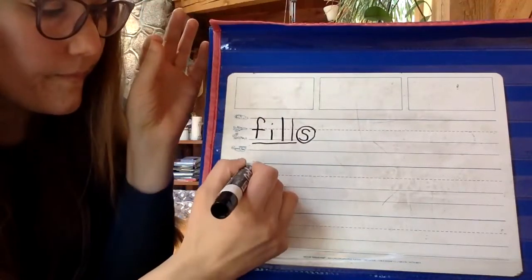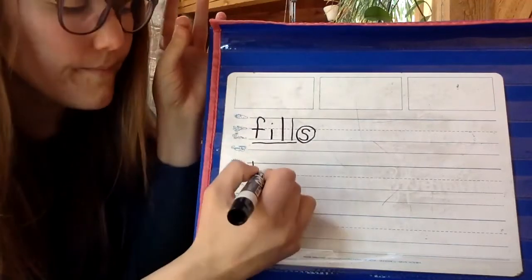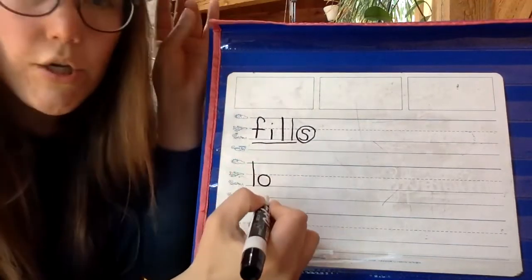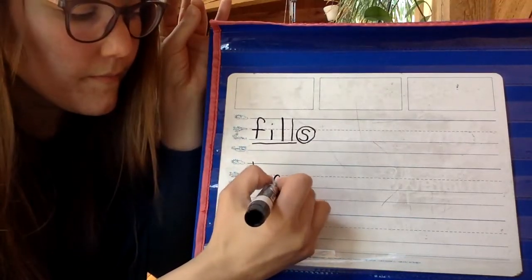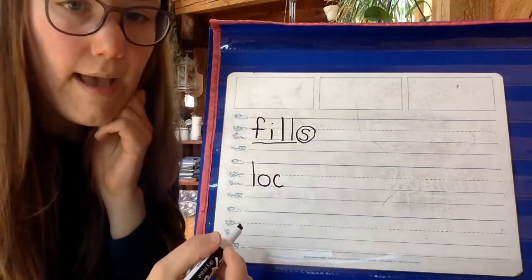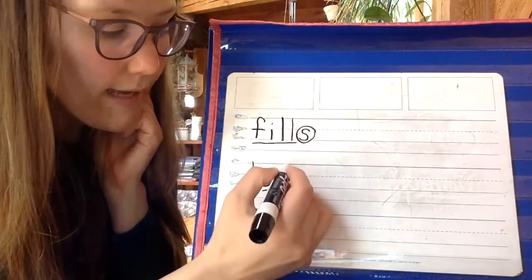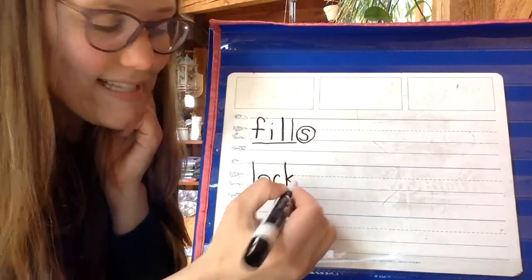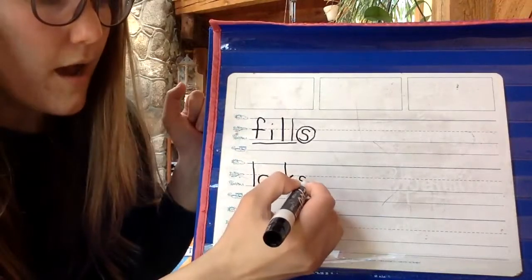L, A, O, octopus, A. K, L, A, K. Now we have the K sound after a short vowel at the end of the word. It is CK, ladies and gents, CK. And the whole word is locks.